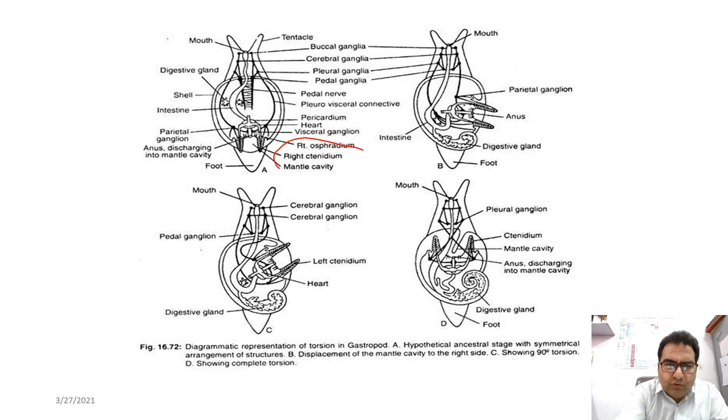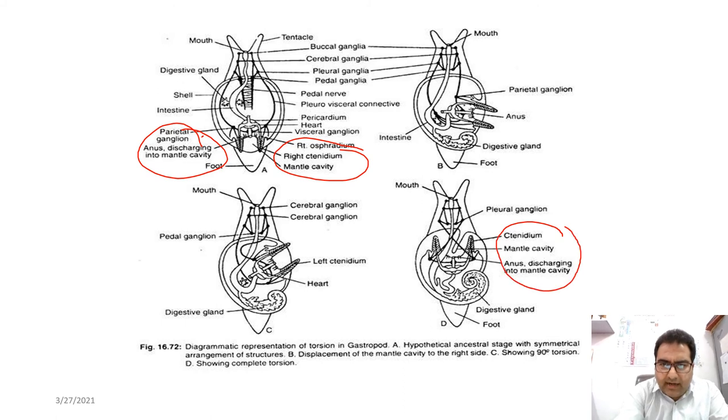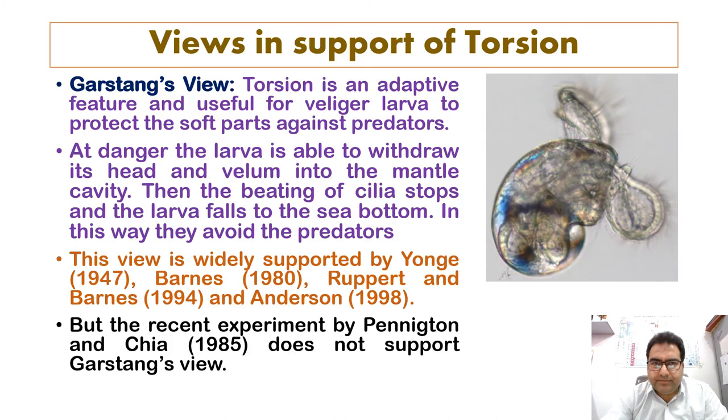All these posterior organs, which were on the posterior side, came to lie on the anterior side, and the twisting of the nervous system also led to the torsion. Now there are certain views in support of and against the torsion. First of all, we have the Garstang view. He simply said that torsion is an adaptive feature and useful for the veliger larva.